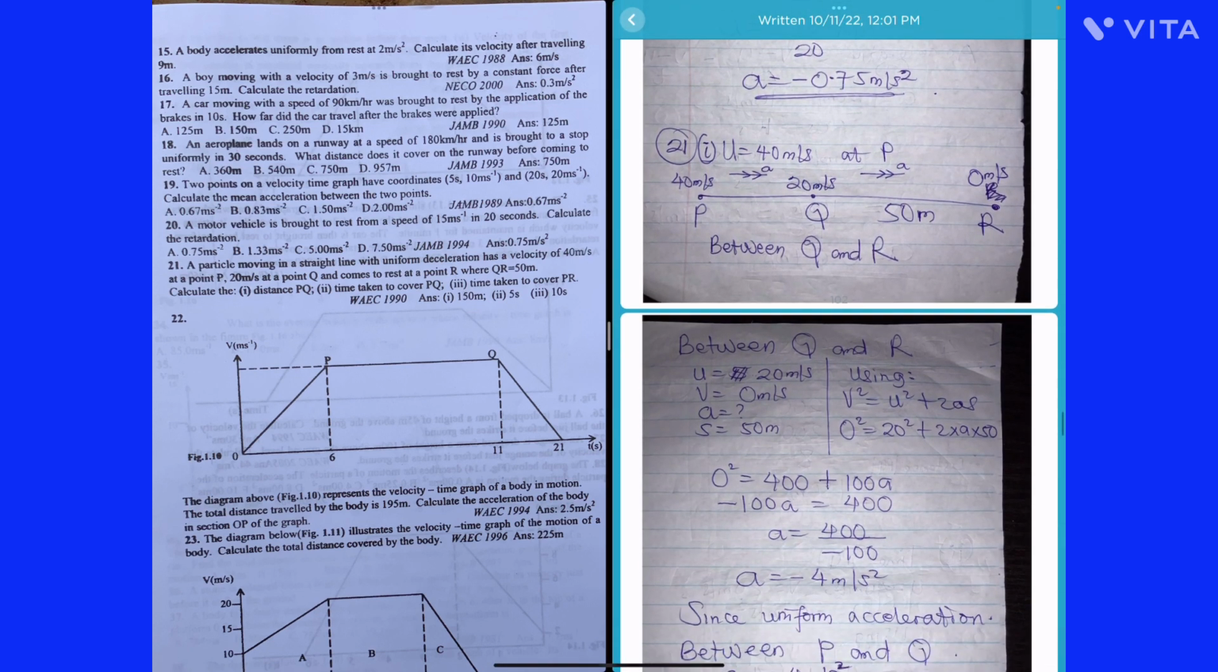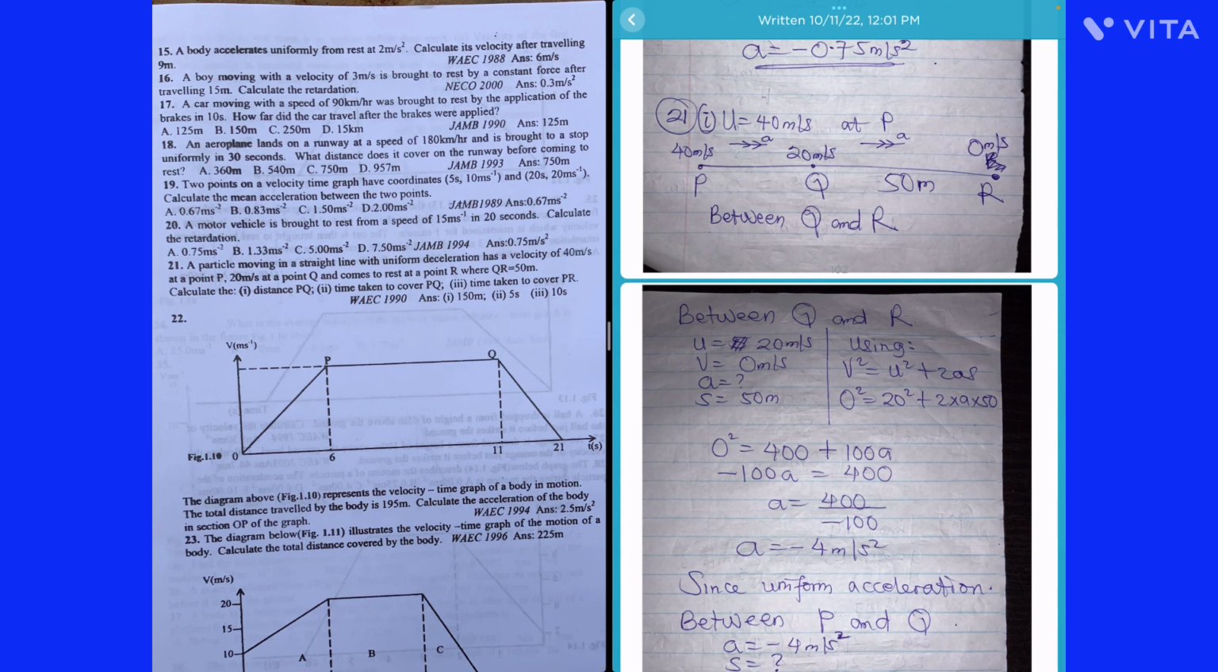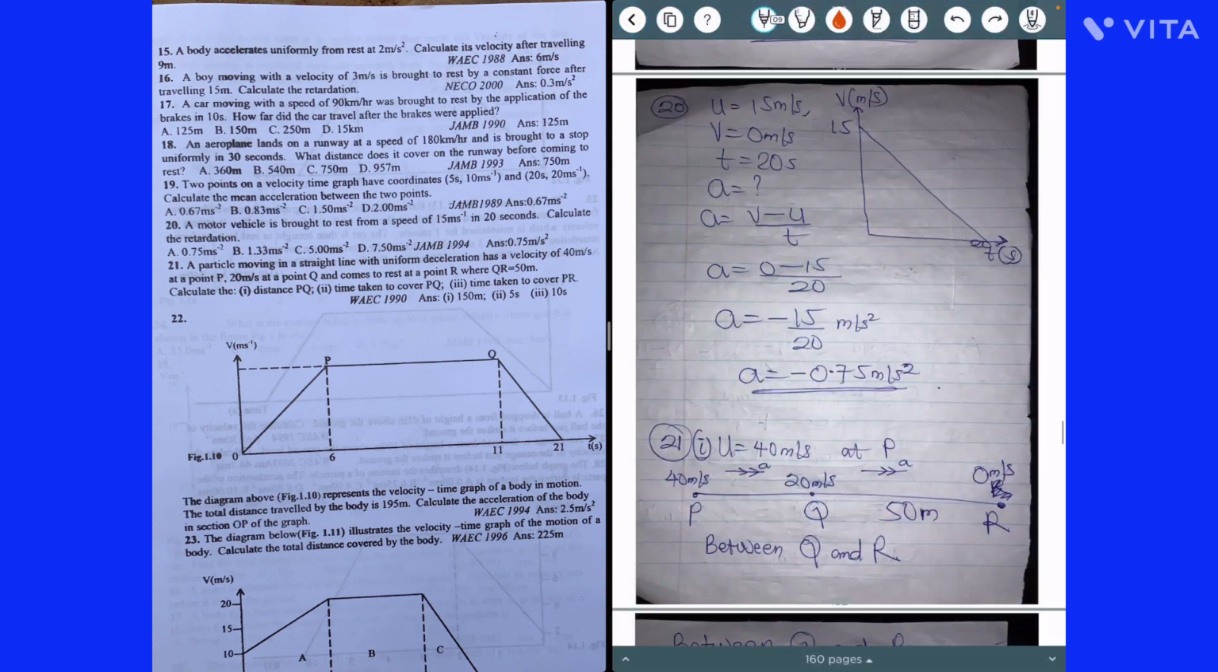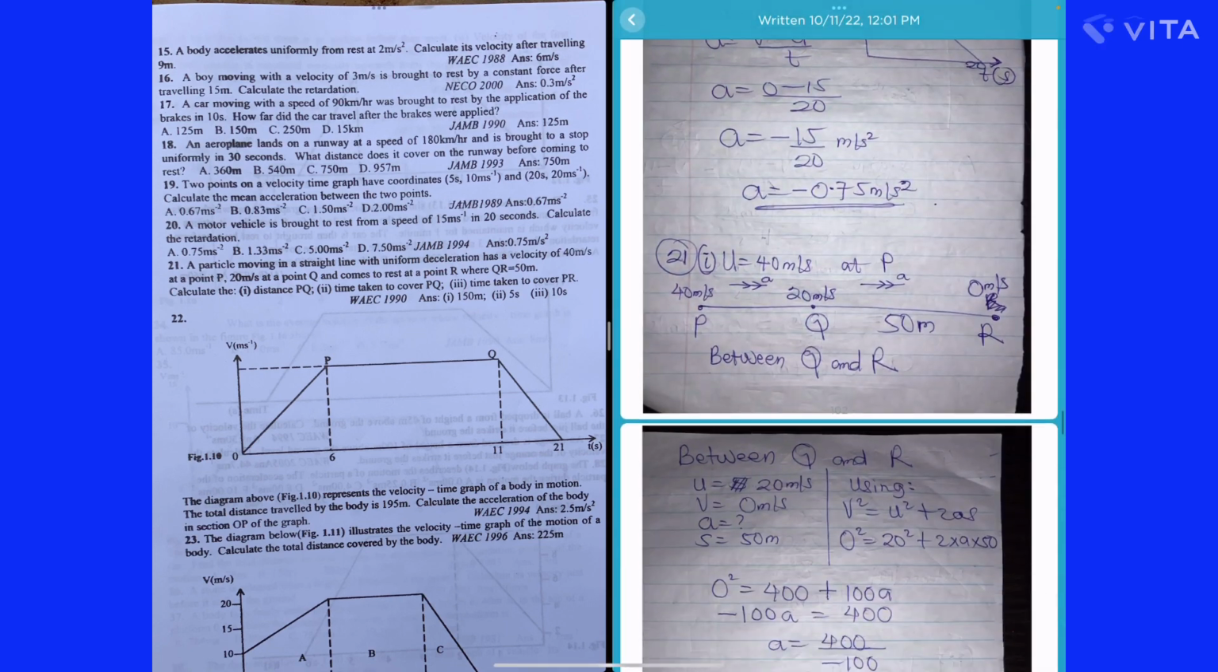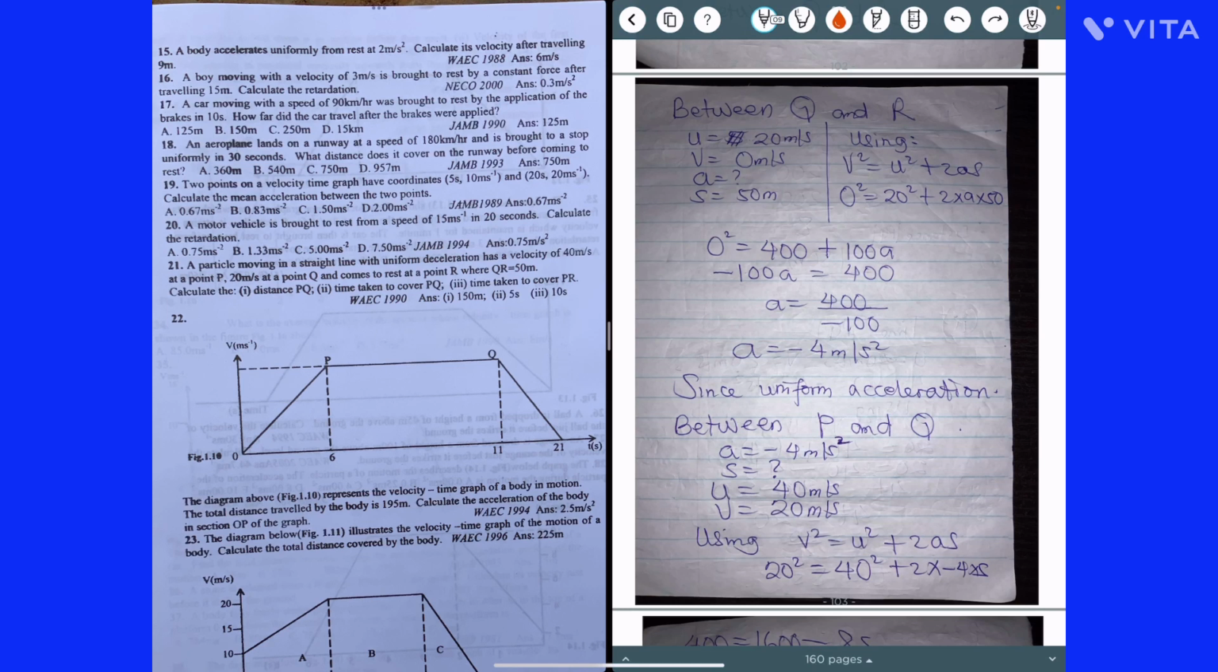So between Q and R, u is 20, the initial velocity; v is 0, the final velocity; s, the distance, is 50 meters; and a is unknown. So we can use that part of the motion to get the deceleration. Using v squared equals u squared plus 2as, because that's the formula that connects u, v, a, and s: 0 squared equals 20 squared plus 2a times 50.